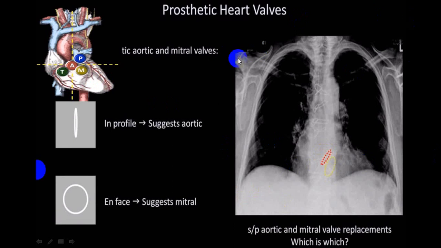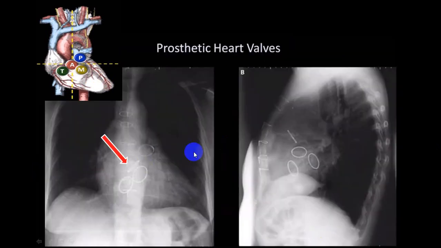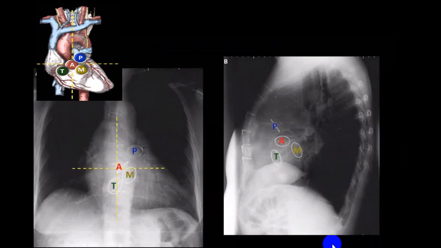This is in a PA view. So this is pulmonary, this is aortic, this is mitral, this is tricuspid. Now in this particular picture, the valve position will change. The pulmonary valve will be at the top, the aortic valve in the center. Now look at the same picture. Aortic valve is exactly here, pulmonary is here at the top, mitral valve is on the left side, and tricuspid valve is on the right side and lower down.